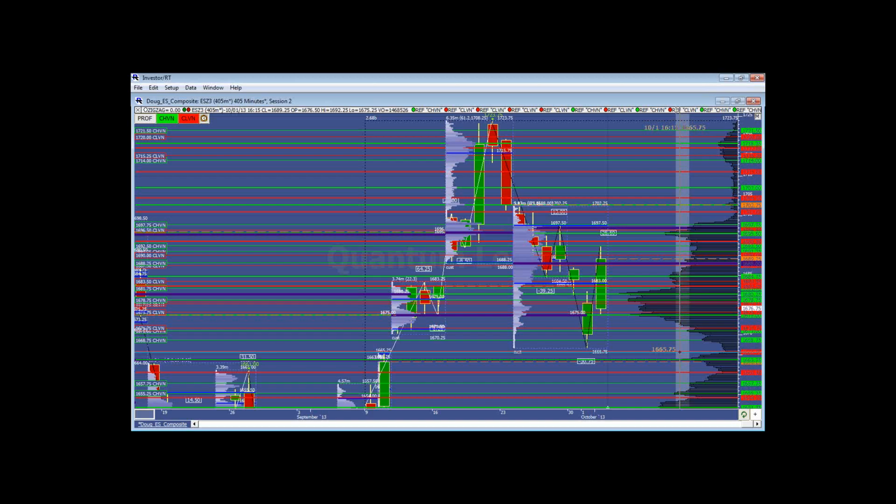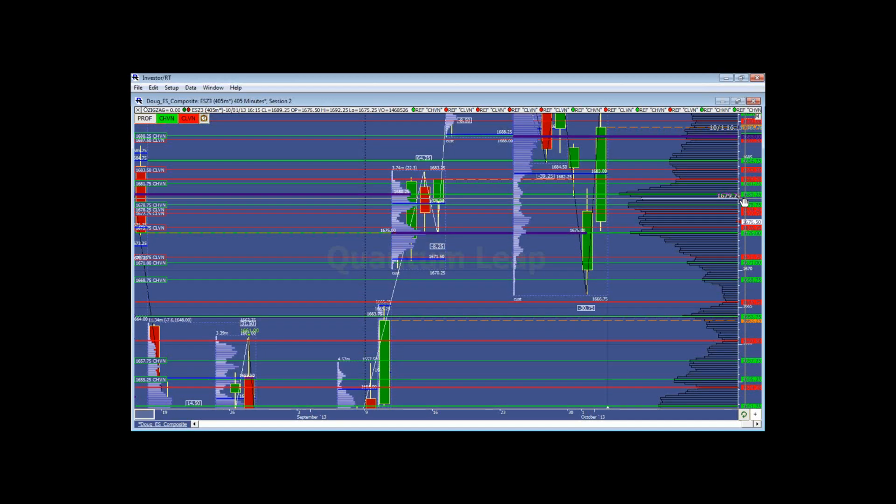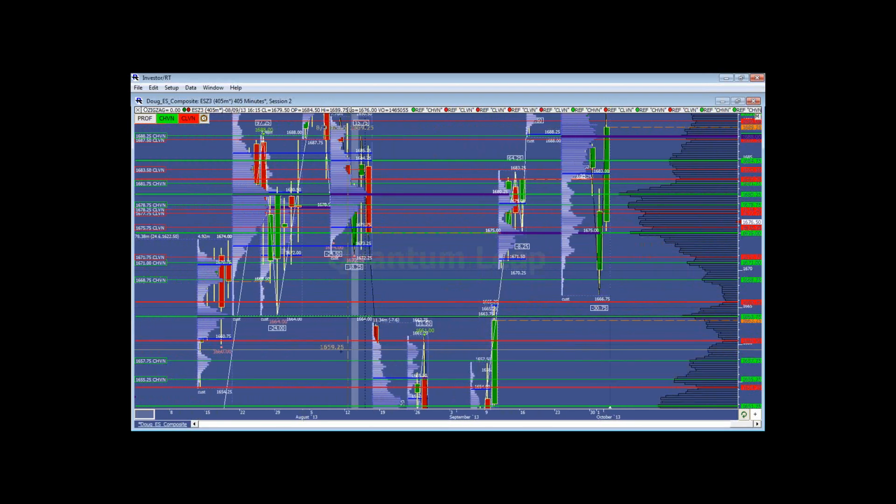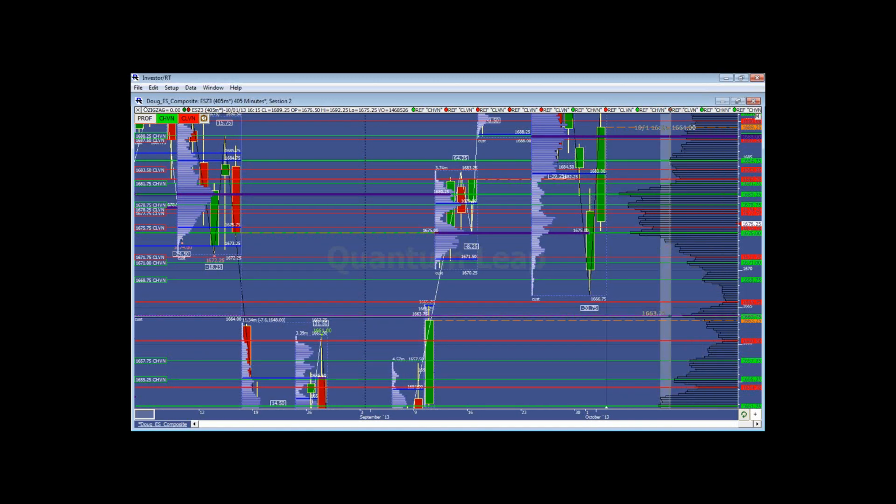Of course, if we get below the 65.75, we've got the naked close at 63, the naked VPOC at 63.75, and then we also have this microcomposite VPOC at 63.75 as well. So that's our main target below, with the other side of balance being down at 60.50.